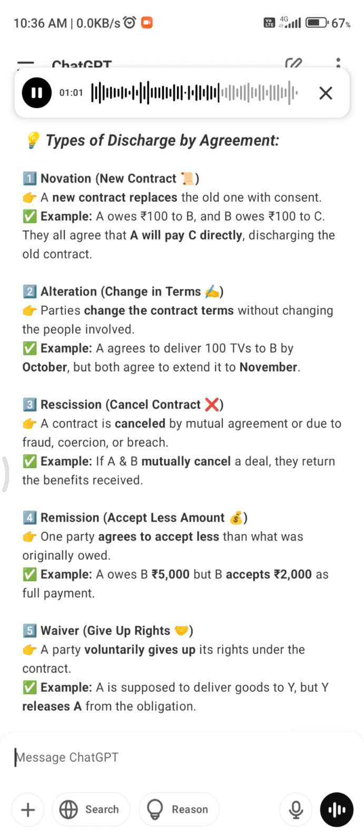4. Remission, accept less amount. One party agrees to accept less than what was originally owed. Example, A owes B $5,000, but B accepts $2,000 as full payment. 5. Waiver, give up rights. A party voluntarily gives up its rights under the contract. Example, A is supposed to deliver goods to Y, but Y releases A from the obligation.